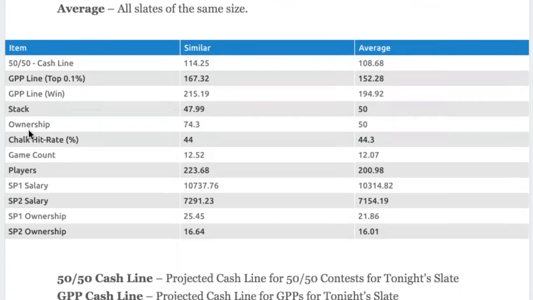Now we have stack, ownership, and chalk hit rate. I'll take stack and ownership together. These are proprietary formulas that we came up with, which weight higher numbers for either a great deal of stacking, where bigger stacks get a higher weight, or ownership, meaning how high the ownership is of particular players. So we're talking about whether the chalkiest pitcher and hitter options are much higher than what you would see in a normal slate. 50 is the average, so you see where it comes in here. For this slate in particular, stacking is a little bit less used than it was on average, whereas with ownership, people are really using higher-owned players in these similar slates.